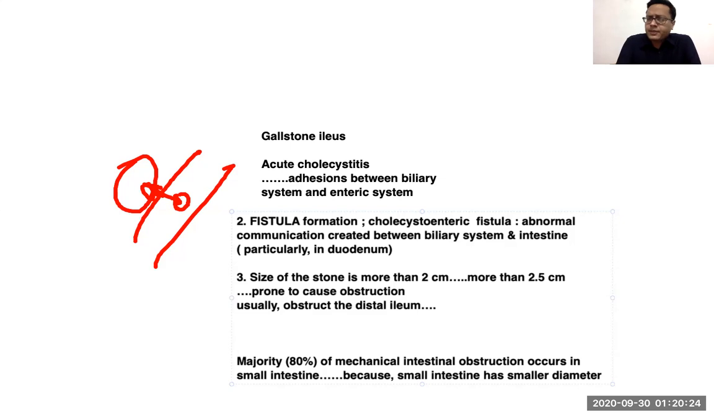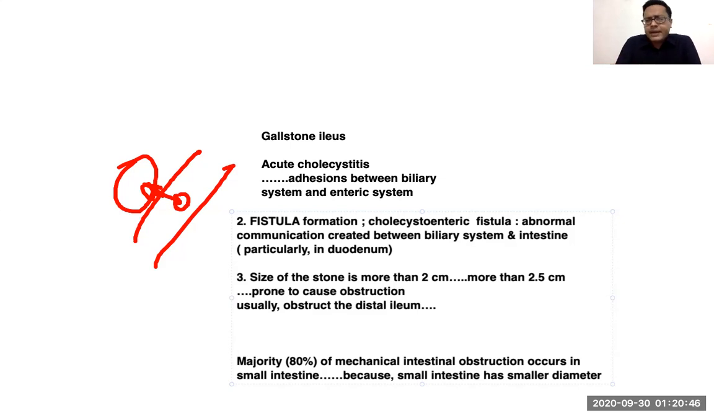Large intestinal obstruction also can occur, particularly due to cancers and particularly in the sigmoid colon. Again, because the sigmoid colon has the narrowest diameter in the colon. So same concept there: if there is narrowing of the lumen, that would make you prone, vulnerable, to intestinal obstruction, particularly mechanical intestinal obstruction.